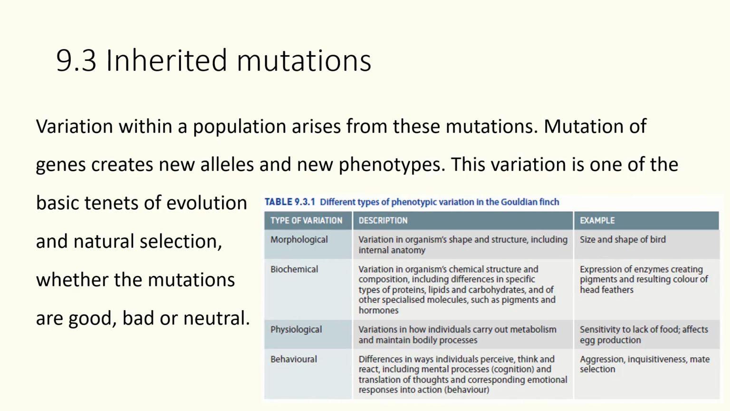In terms of variations, looking at the variations that result from these mutations. So the mutations of genes in germline cells creates new alleles and creates new phenotypes. And this variation is one of the things that we base the entirety of evolution on, that variations exist and that natural selection can select for or against these variations. We'll look at this in more detail when we do evolution. For now, that's it for mutation.